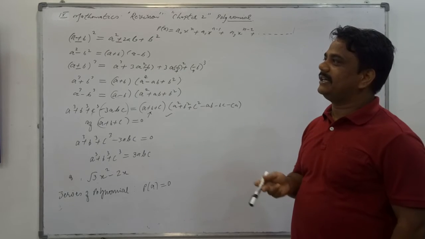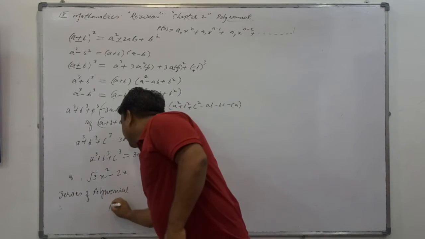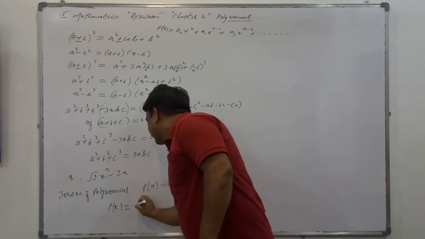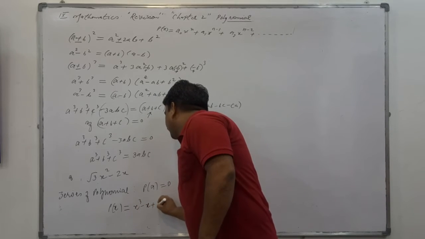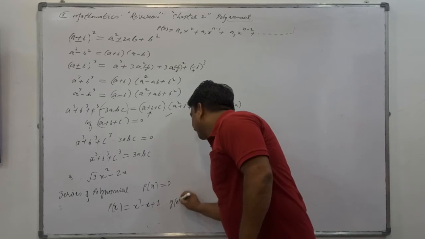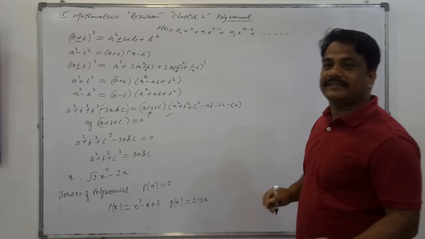Check whether p(x) is a multiple of g(x) or not. Is that clear? So what is p(x)? p(x) is x cube minus x plus 1. This is the polynomial in x. And what is g(x)? It is 2 minus 3x. You see, guys, what the question is saying here.